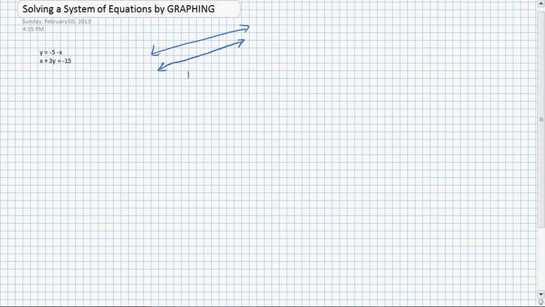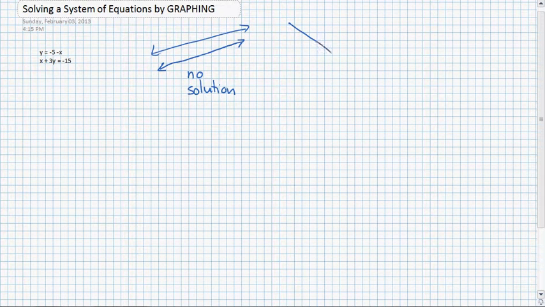And when this happens, we say that there is no solution, because the solution to a system of equations are all the points that make the equations work, or all the points that the two graphs share. So basically what you're looking for is a place or a point where the two lines are crossing each other. If they don't cross, like two parallel lines, then you say there's no solution.